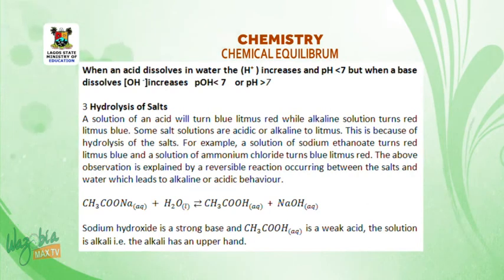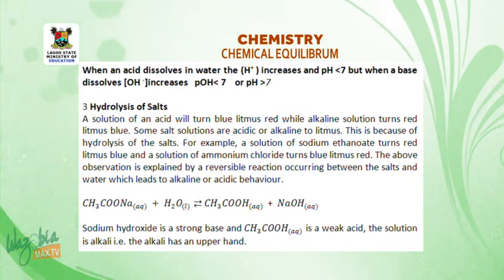Hydrolysis of salts. That's number 3. A solution of an acid will turn blue litmus red, while an alkaline solution turns red litmus blue. Some salt solutions are acidic or alkaline to litmus. This is because of hydrolysis of salt. For example, a solution of sodium ethanoate turns red litmus blue, and a solution of ammonium chloride turns blue litmus red.